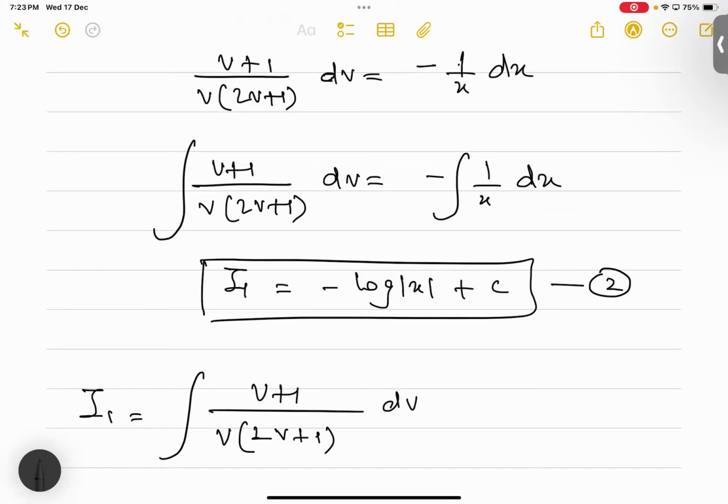Are you understanding this? Now this is a task. Can someone recollect? The degree of the numerator is 1, degree of the denominator is 2. How is the degree of the denominator 2? v into 2v plus 1, so degree is 2. So degree is less. So we'll apply partial fractions. Okay.